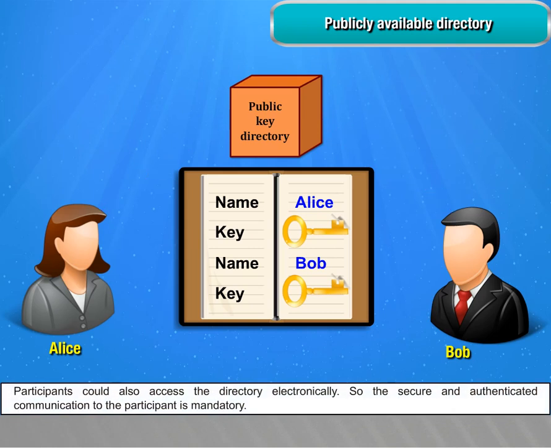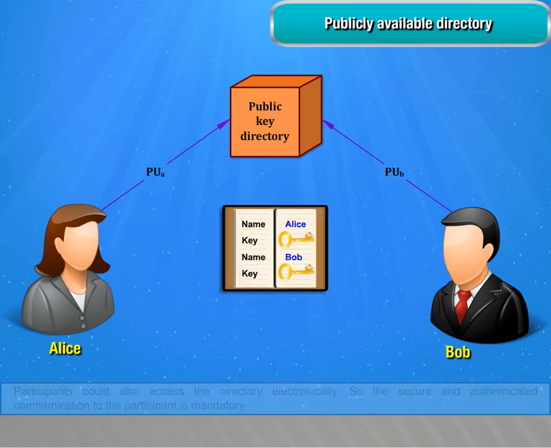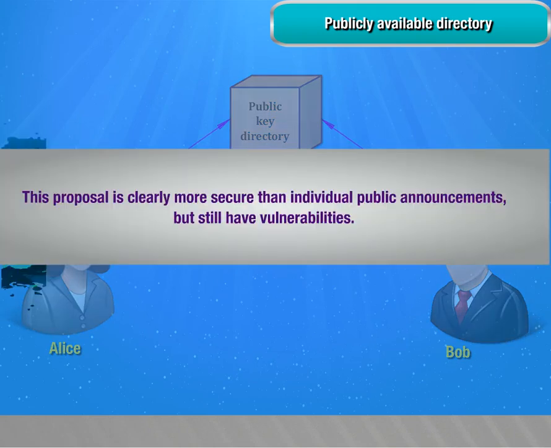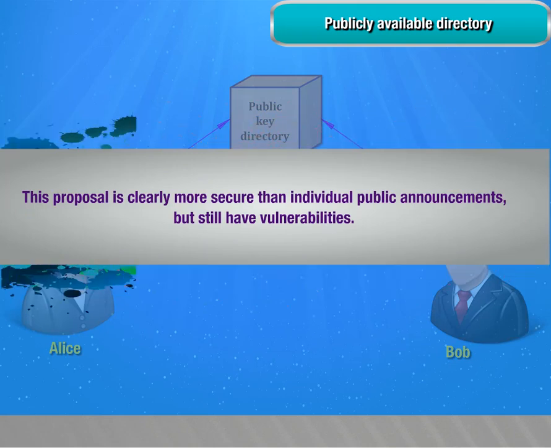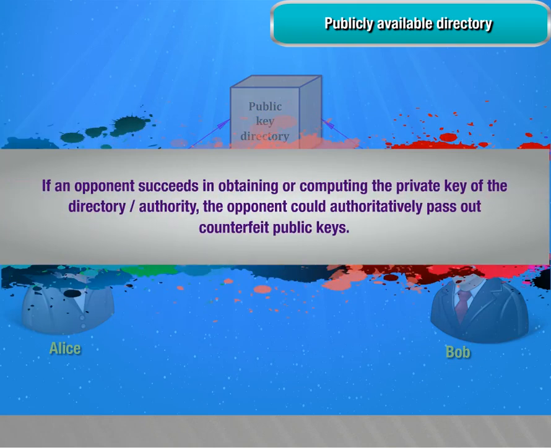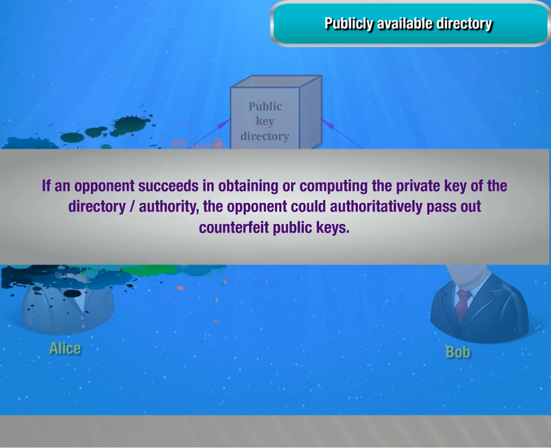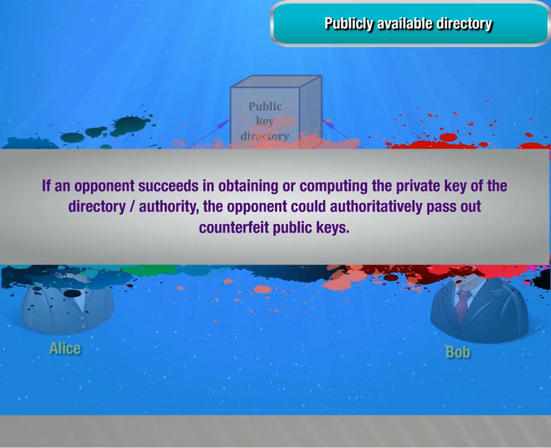Participants could also access the directory electronically, so secure and authenticated communication to the participant is mandatory. This proposal is clearly more secure than individual public announcements but still has vulnerabilities. If an opponent succeeds in obtaining or computing the private key of the directory authority, the opponent could authoritatively pass out counterfeit public keys.